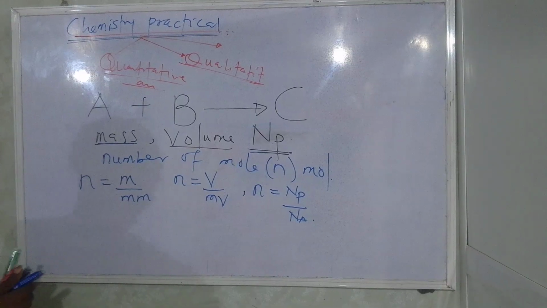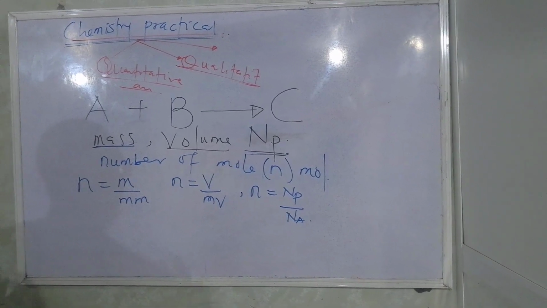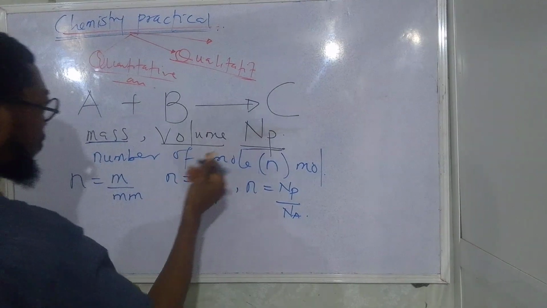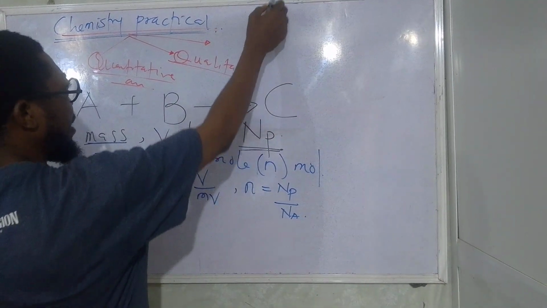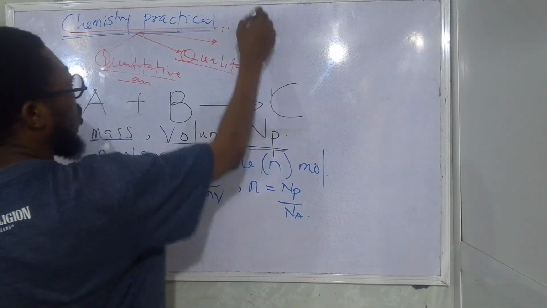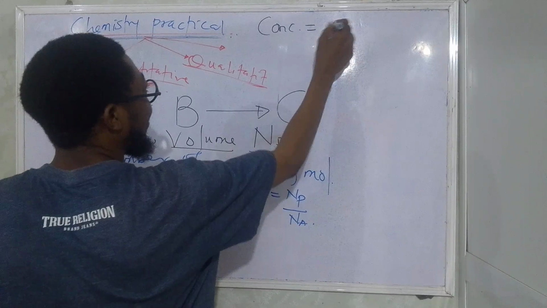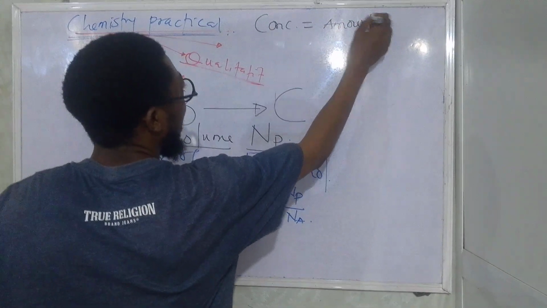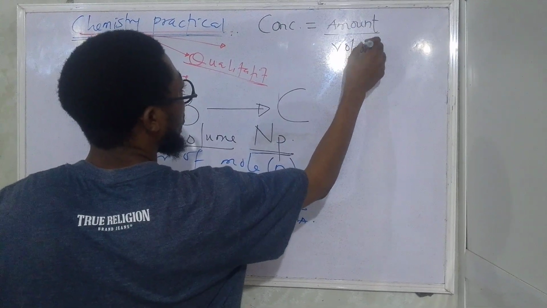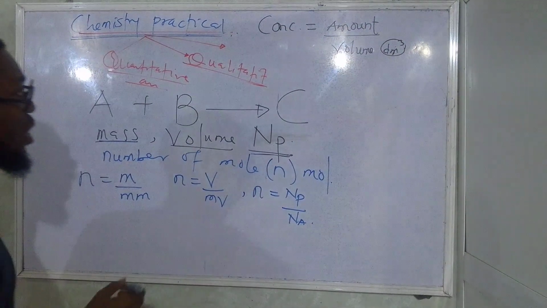Apart from this formula, there is another one that has to do with concentration. So we have already said it, like I think in one of the videos I posted last night, I showed that when we think about concentration, we are trying to talk about amount in a particular volume. We have said that, and the volume must be in dm³. I think we talked about that.